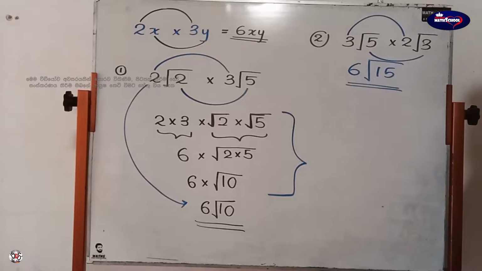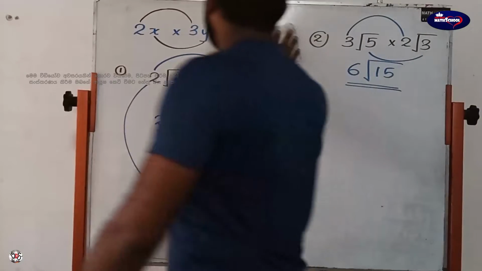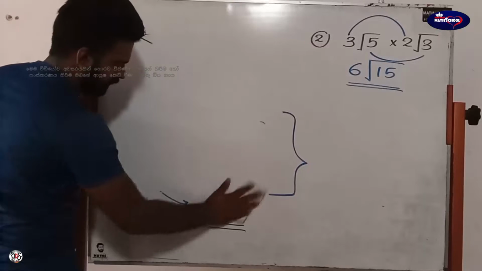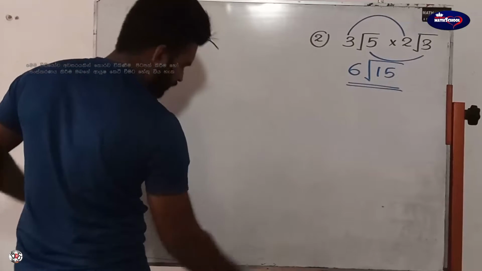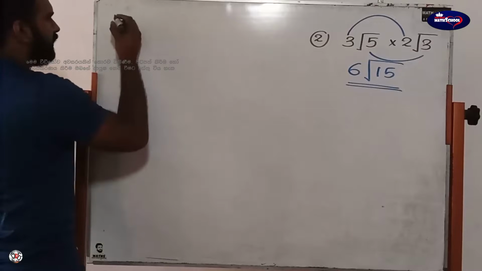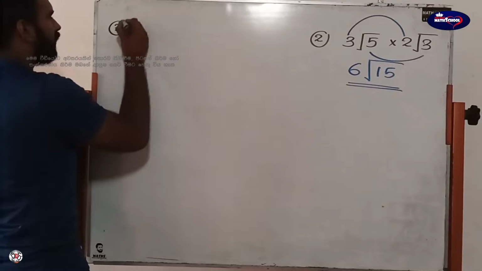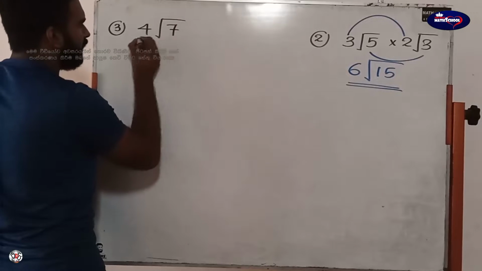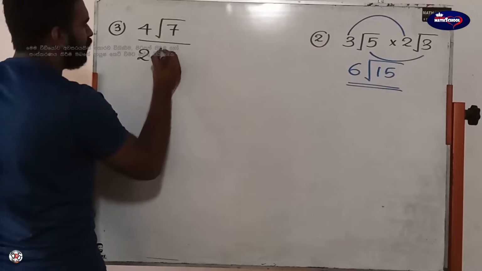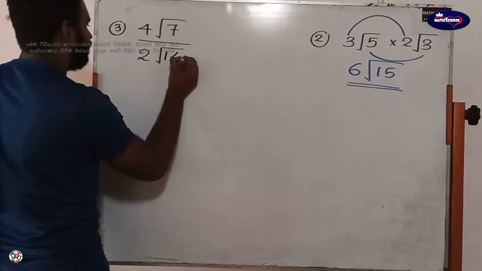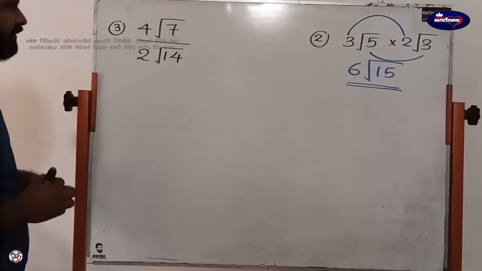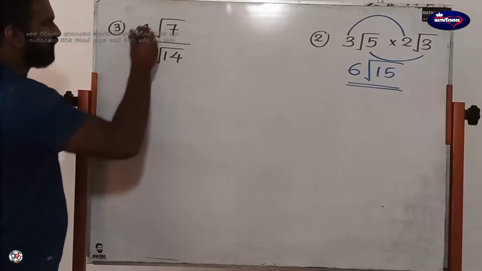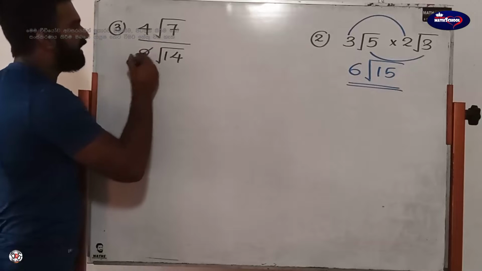I will do a division one as well. I will take a sum like this, a division one: 4 root 7 divided by 2 root 14. See this one. In this case also, take these two separately. 4 divided by 2 is 2.